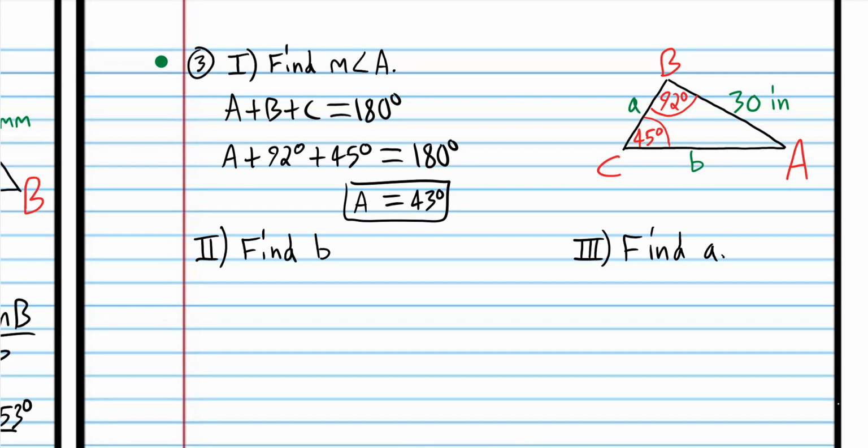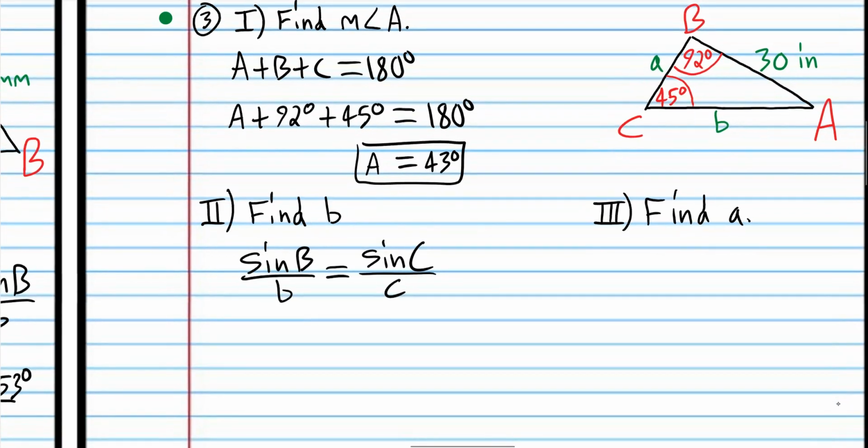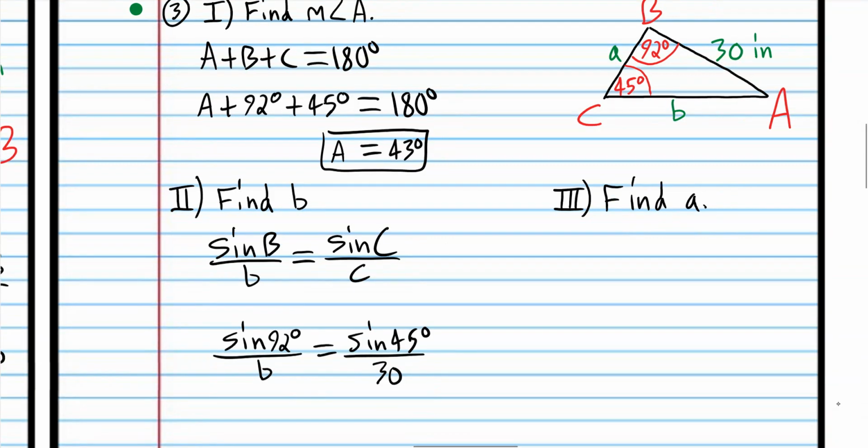So now let's find the length of side B. Obviously we're going to use sine B over B because we're looking for B. And we know the measure of angle C and the length of the side opposite, so we're going to use sine C over C. Now if we plug in, we have sine 92 degrees over B is equal to sine 45 degrees over 30 inches.